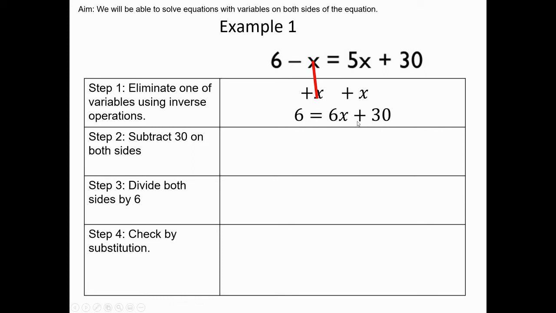Let's get rid of the plus 30 first. The opposite of plus 30 is minus 30, because that'll cancel out right here. 6 minus 30 is negative 24, and the 6x on the right just drops down.